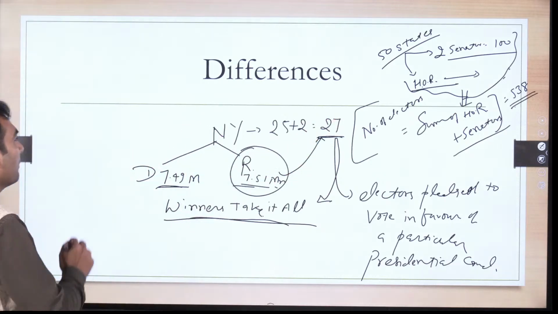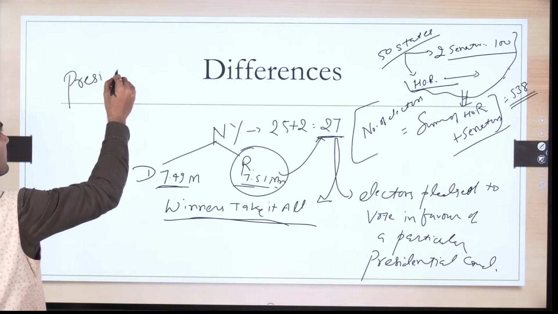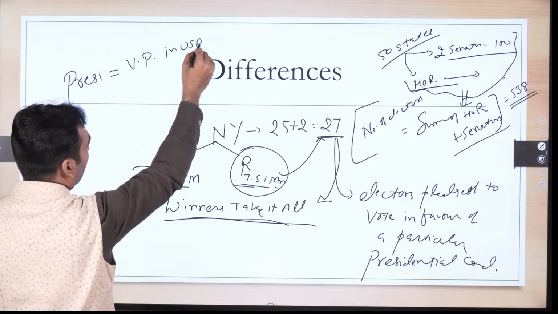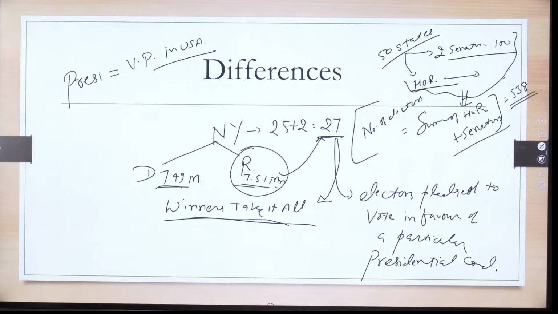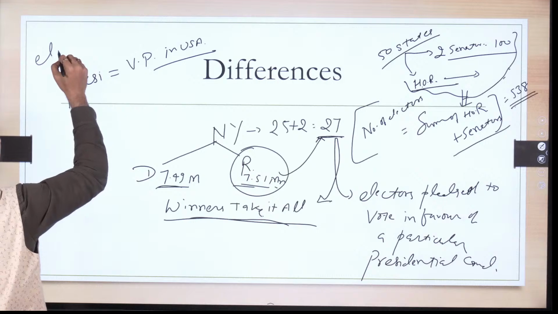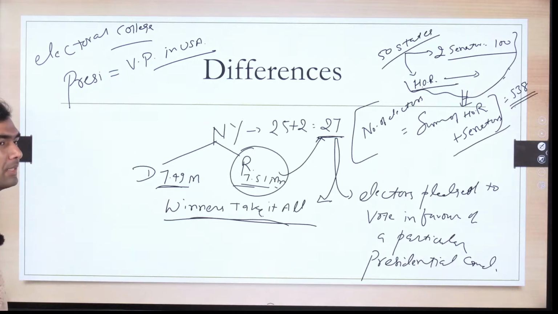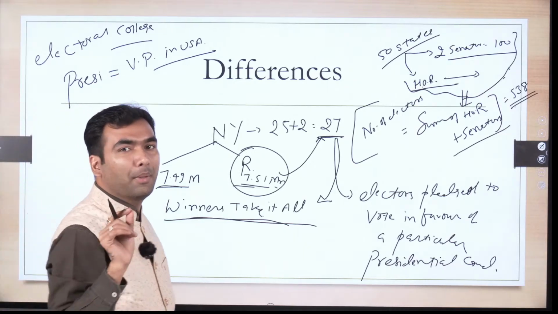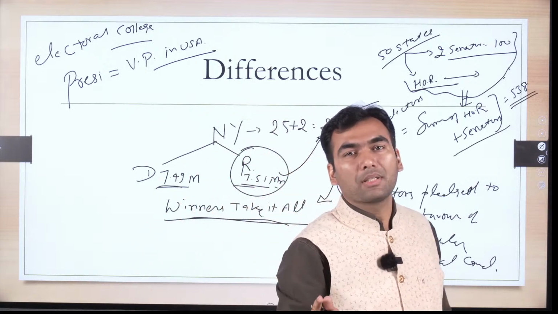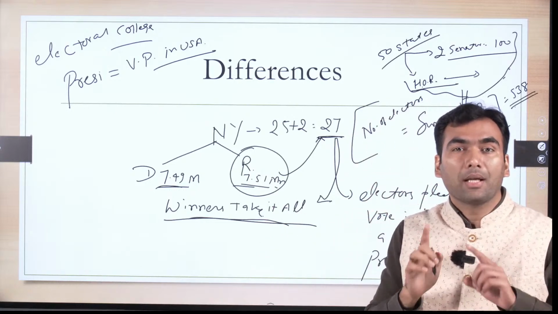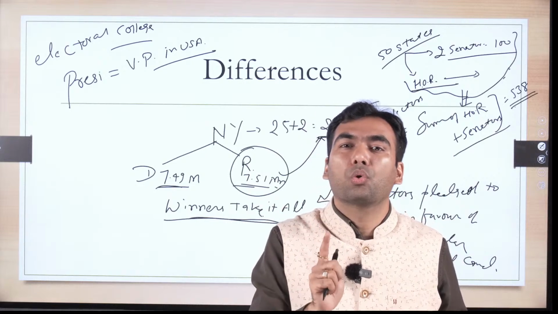So the electoral college for president is the same as the electoral college for vice president in the USA. So the party to which the president belongs, the vice president will also belong to the same political party. Whereas in India, the electoral college for president and vice president is different. In case of president, the MLAs also vote, whereas in case of vice president, the MLAs do not vote. In the US presidential election, the MPs and MLAs have no role to play.